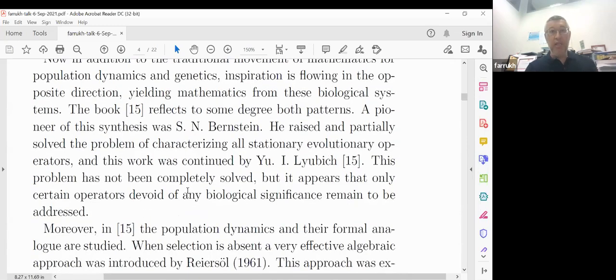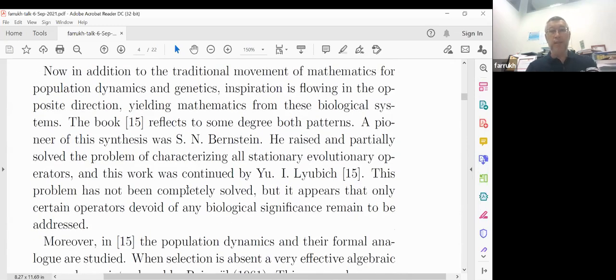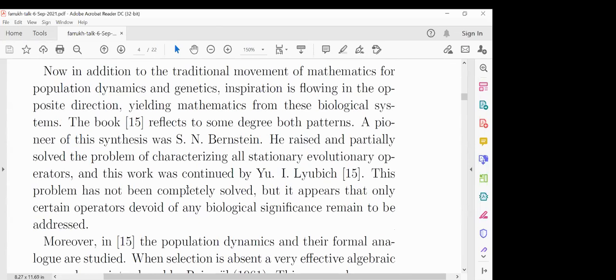Okay, basically population dynamics and the genetics. This is a basic inspiration of what I want to talk about. It first appeared in the papers of Bernstein.